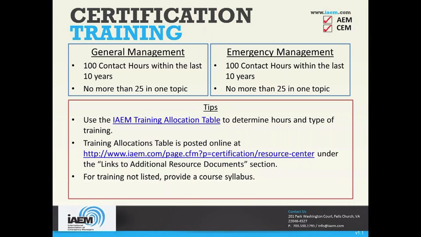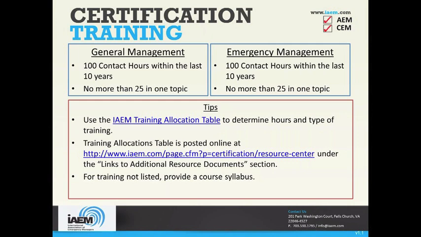If you just send us a syllabus, but there's no proof that you actually completed the course, you will not get credit for that. So you need validation of the course syllabus, and then we need to know how many hours. And you don't get credit for lunch and for breaks. So generally, most 8-hour courses you're going to get 6 hours for, unless you can prove through the agenda that it was more than that in a single day. So for proving general management and emergency management, no more than 25 hours in a single topic.